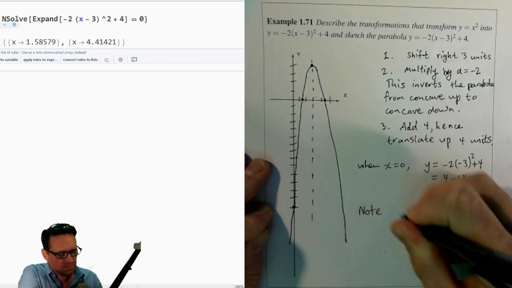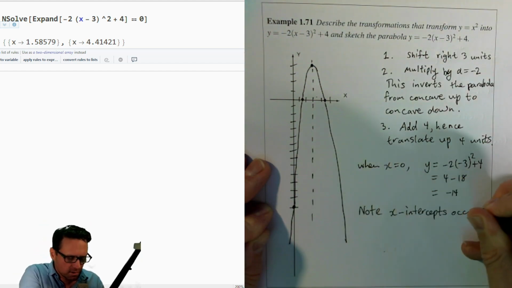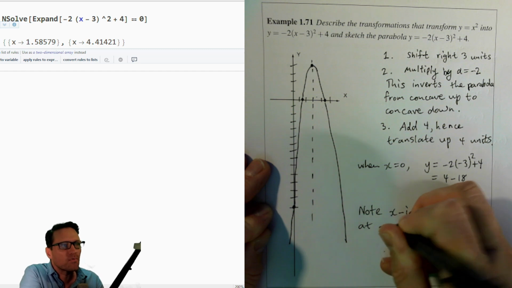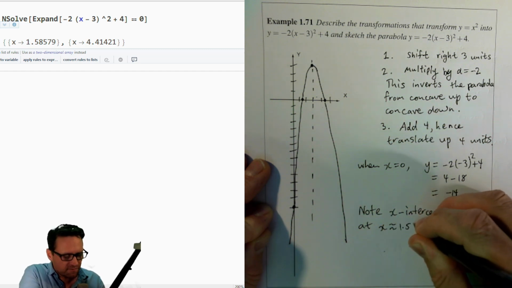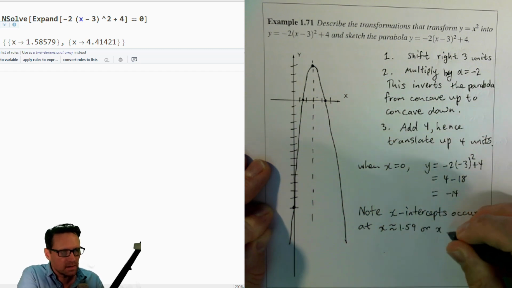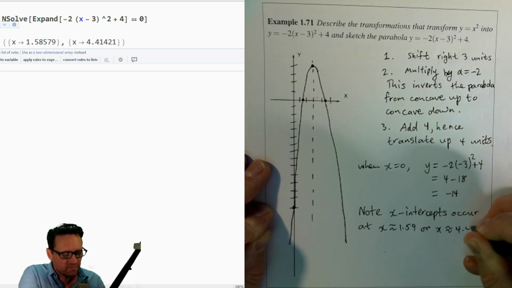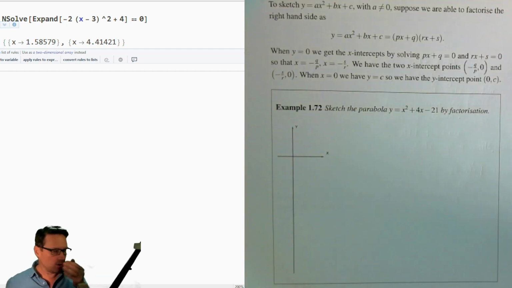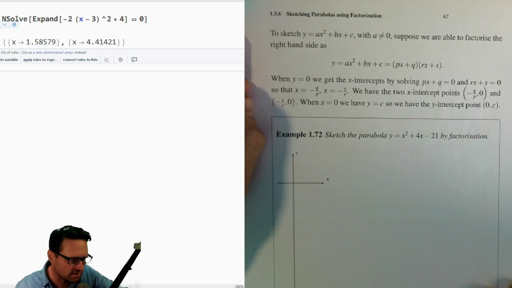So I'll just put note, x-intercepts occur at x equal to approximately 1.59 or x approximately 4.41. Okay, moving on. Sketching parabolas using factorization.